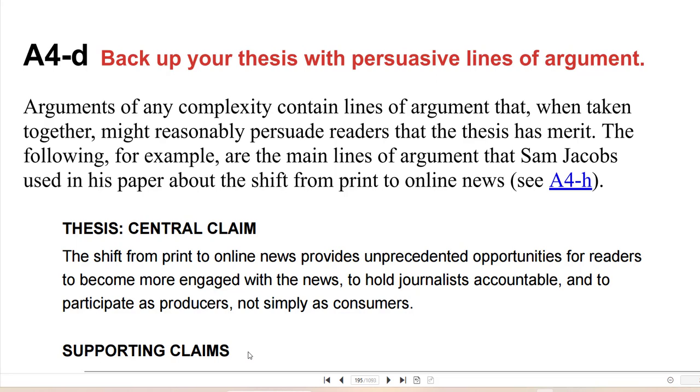Back up your thesis with persuasive lines of argument. Arguments of any complexity contain lines of argument that, when taken together, might reasonably persuade readers that the thesis has merit. The following, for example, are the main lines of argument that Sam Jacobs used in his paper.